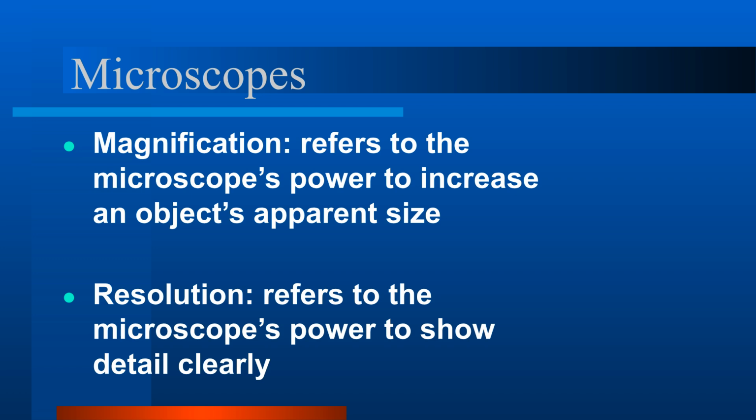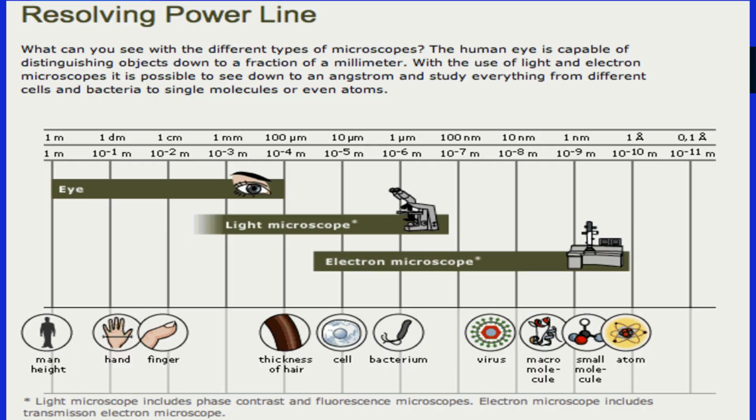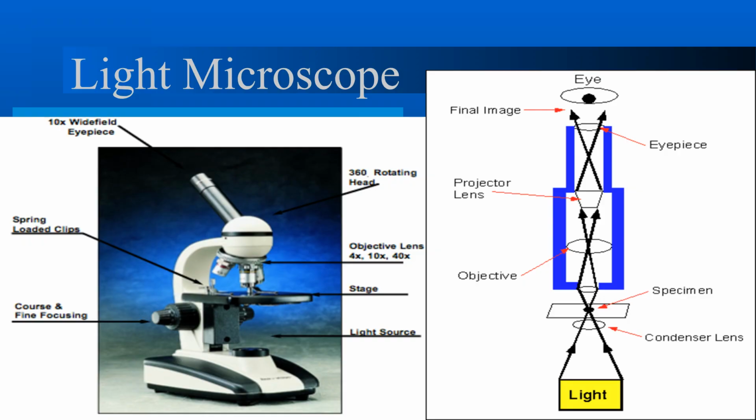Magnification is the power to increase an object's apparent size. Resolution is the power to show detail clearly. This chart illustrates the resolving power line, showing the range of objects visible with the human eye, light microscopes, and electron microscopes. A light microscope uses light to pass through a specimen. The image shows the various components and how the light travels through the objective and eyepiece lenses.